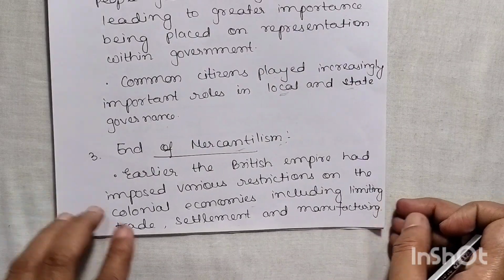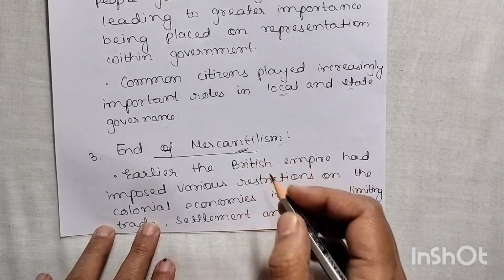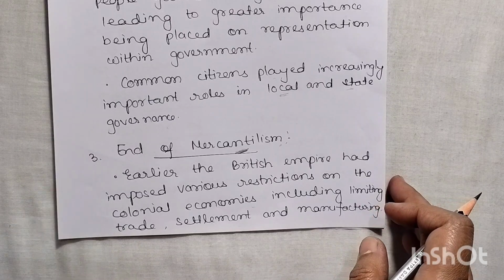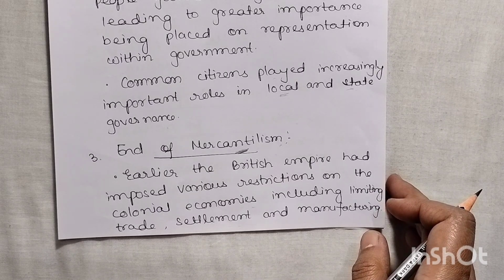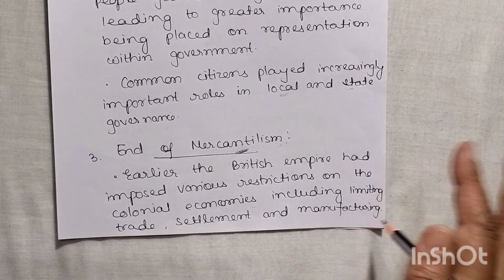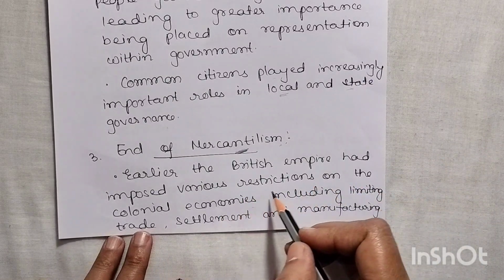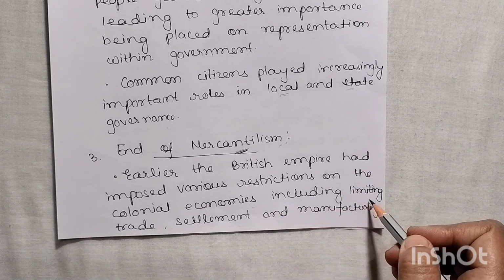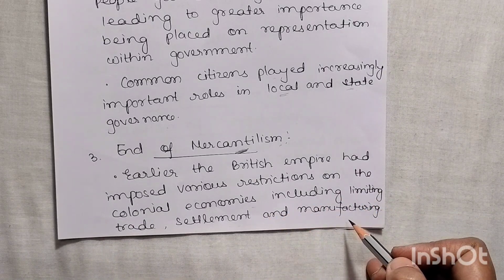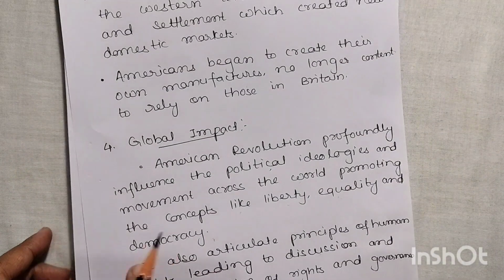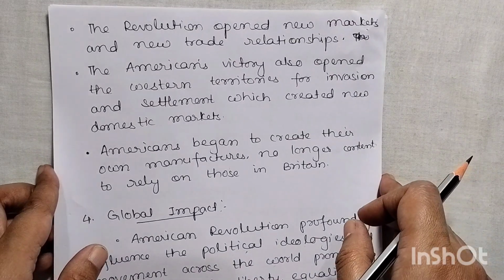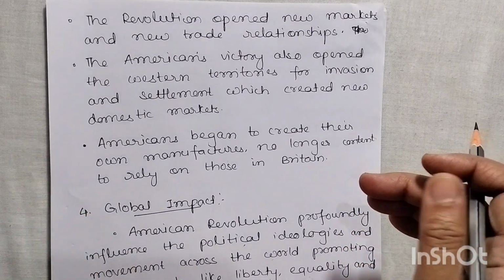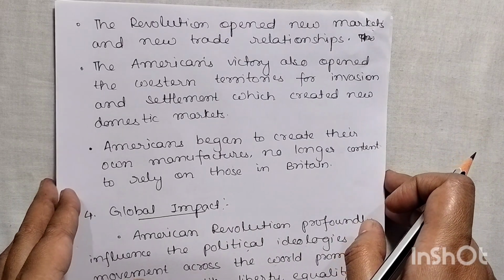After that, end of mercantilism. So, this is a group of people that we have seen in feudalism also, a group of people that are focused only on the profit side. Okay, they led to the creation of trading companies and focused on profit only. Earlier the British Empire had imposed various restrictions on the colonial economies, including limiting trade, settlement and manufacturing. The colonies were not allowed to produce or sell raw material to anyone other than England. The trade was controlled by this group of people, the merchants.